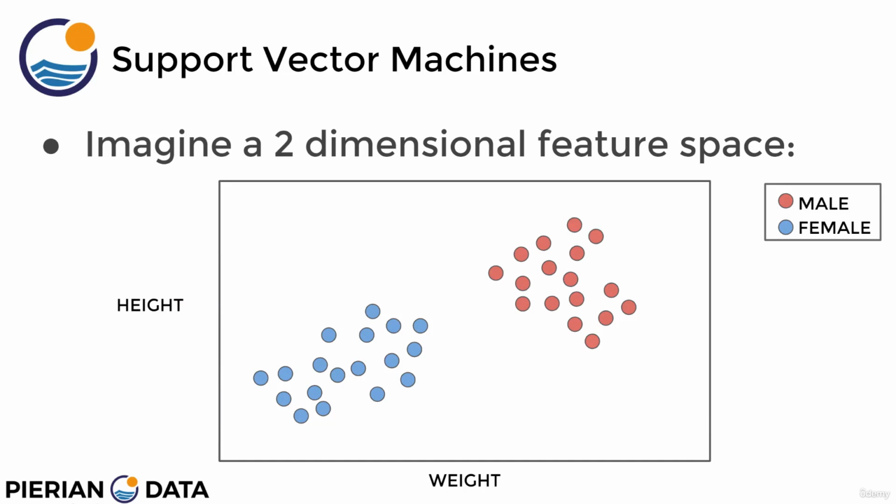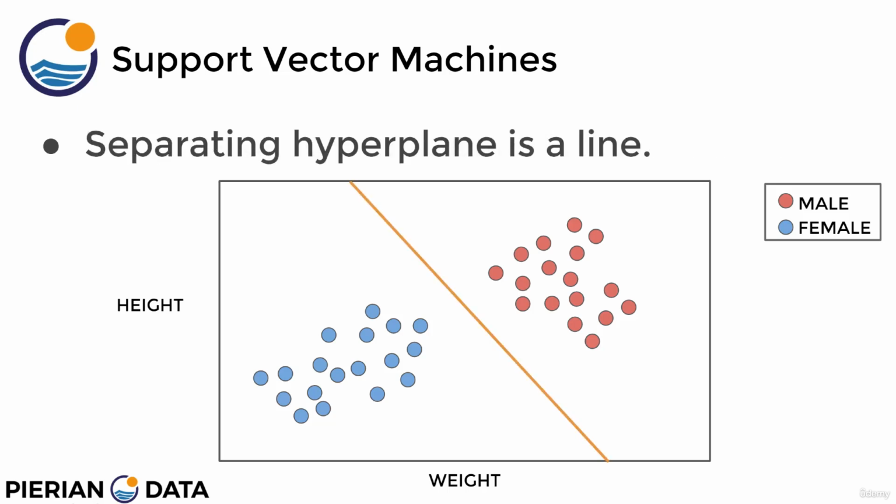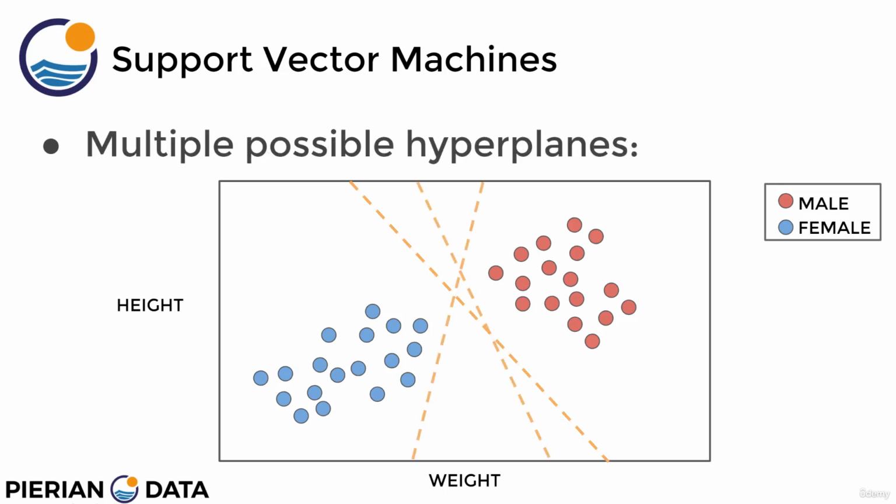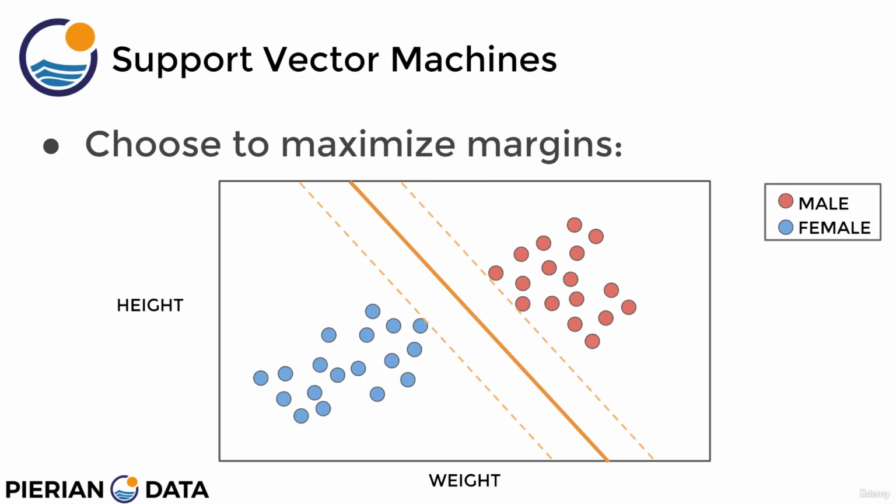Now let's imagine this in a two-dimensional feature space, where we have something like the height and weight of the baby chicks, and then the two groupings of male versus female. Again, we're dealing with an instance of perfectly separable classes. So we know that a separating hyperplane in two dimensions is going to be a line. But again, there's multiple possible hyperplanes here. All of these lines actually separate out the classes perfectly, but there should be some ideal hyperplane. And if we're thinking about maximum margin classifiers, then we want to choose the hyperplane that maximizes these margins.